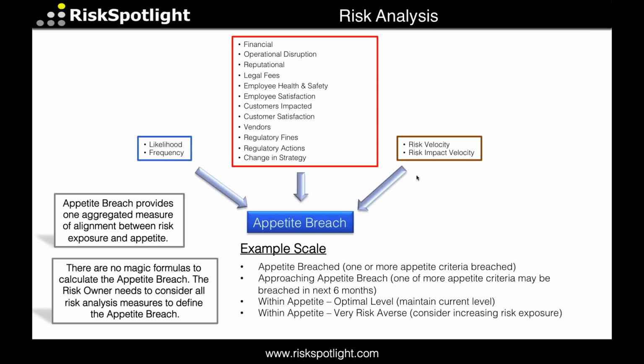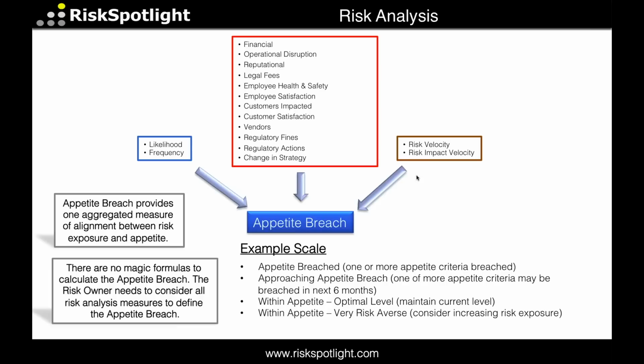But where risk appetite would be relevant is here. You will have your level of risk, which will tell you if that risk is high, medium, or low. But then it doesn't necessarily tell you whether it's within your appetite. So that's why you need to capture another measure which says, from an appetite perspective, how are we doing? In this case, the scale may be that the appetite is breached, where you are outside your appetite.